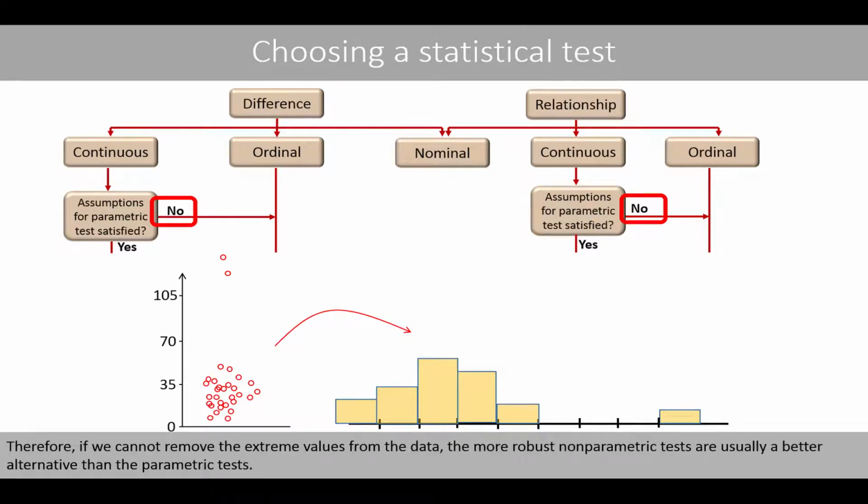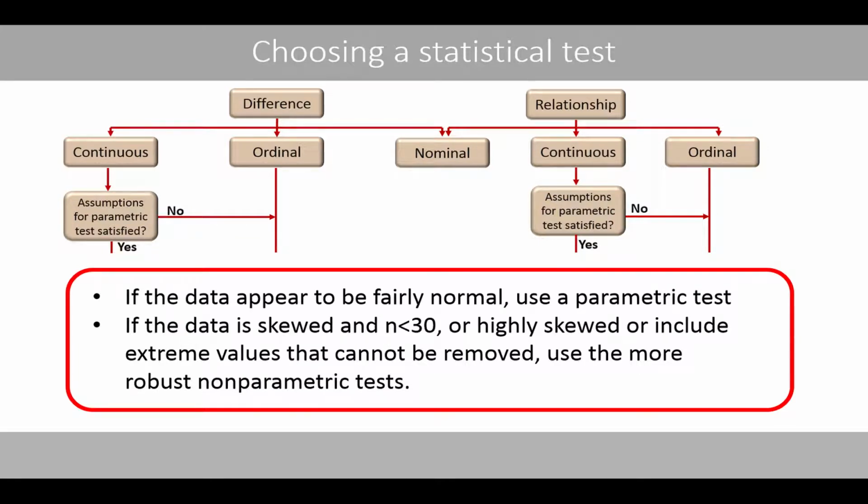Therefore, if we cannot remove the extreme values from the data, the more robust non-parametric tests are usually a better alternative than their parametric counterparts. In conclusion, if the data appears to be fairly normal, use a parametric test. If the data is skewed, and the sample size is less than 30, or highly skewed, or includes extreme values that cannot be removed, use the more robust non-parametric tests.